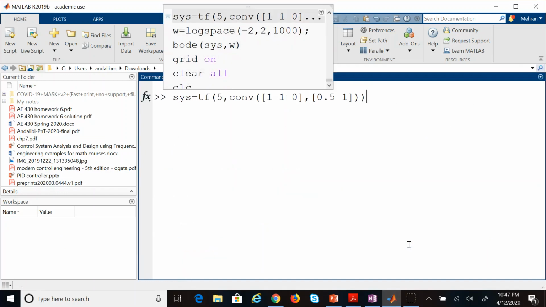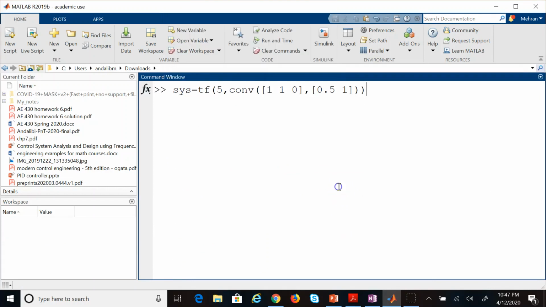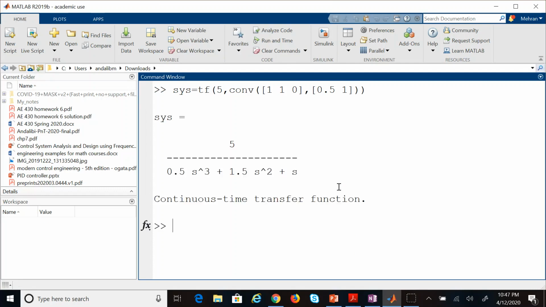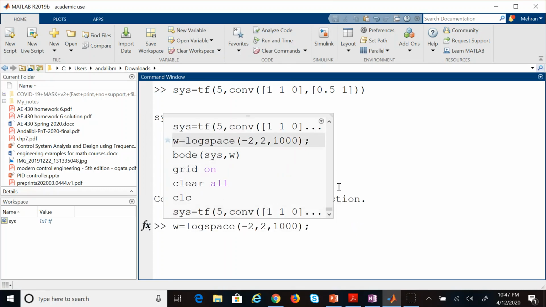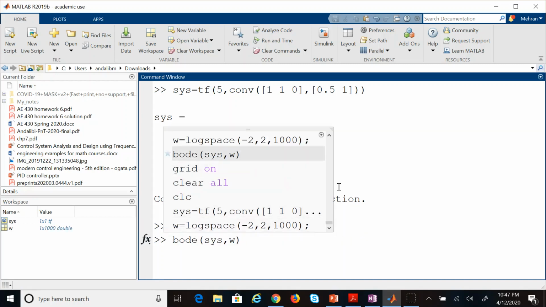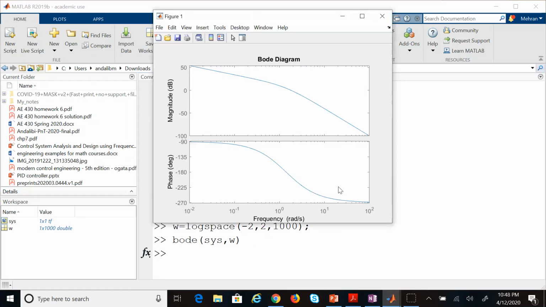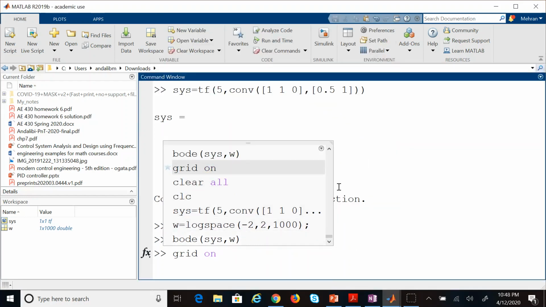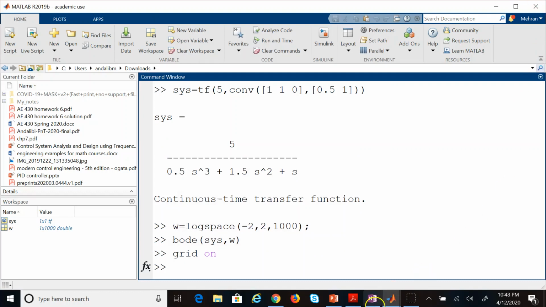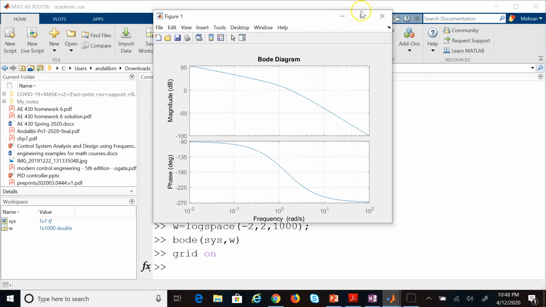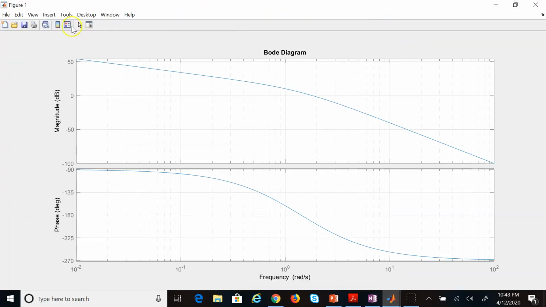So we say the transfer function is 5, which is the numerator, and the denominator is the convolution of S times S plus 1, which is 1, 1, 0, and then 0.5 S and 1. So that's my system. Then I define a fine array of frequencies and plot my Bode plot with it, and I can even add the grid on if I want. Now let's find the phase and gain margin of system G1, and then we'll discuss.